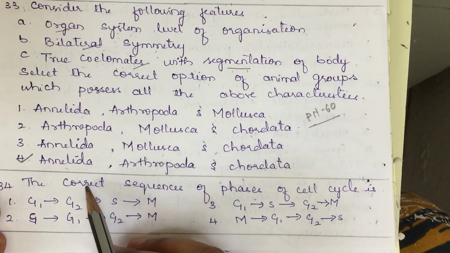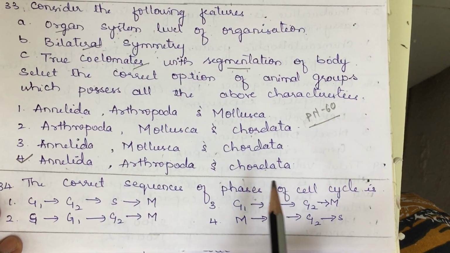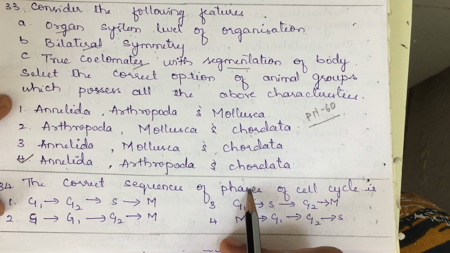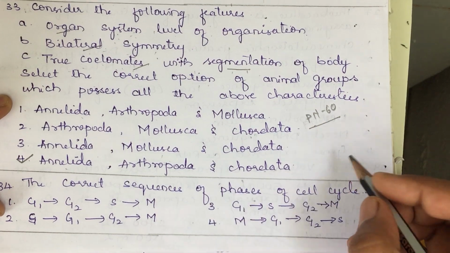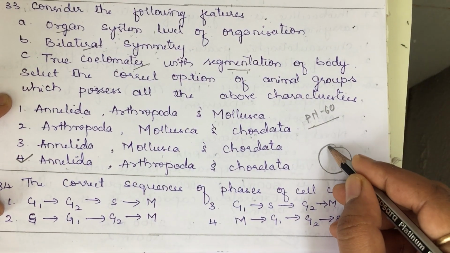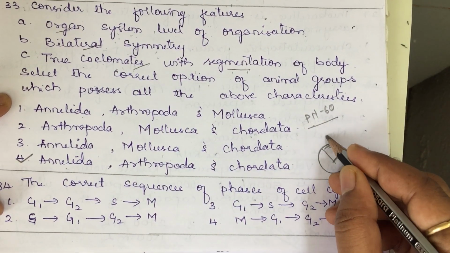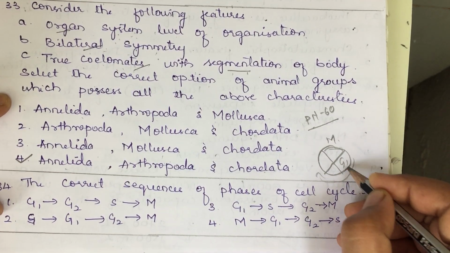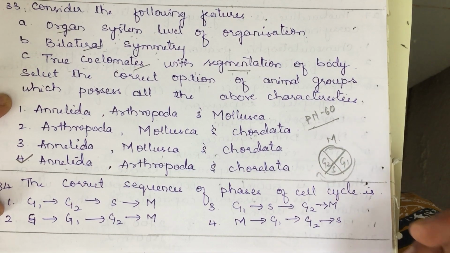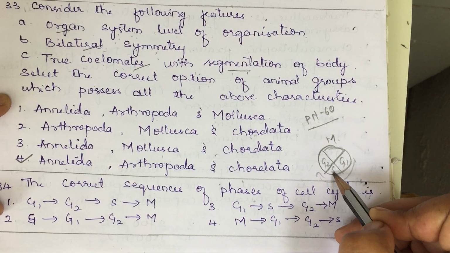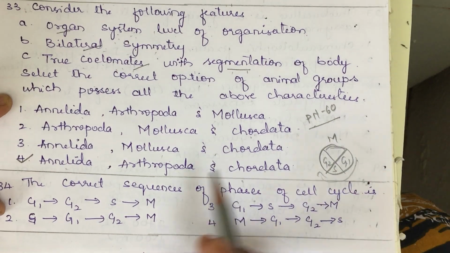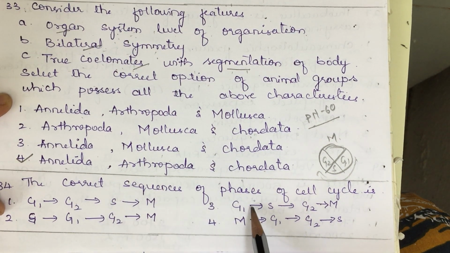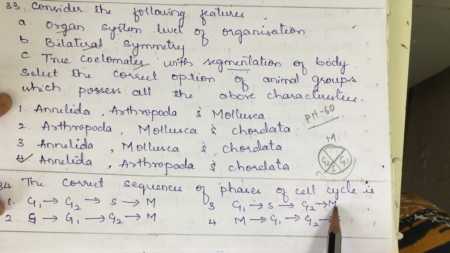Next question, question number 34. The correct sequence of phases of cell cycle is, as we have drawn the cell cycle. One side we have given it as M phase, the other side is interphase. In that you will find G1, S, and G2. So the sequence is G1, S, G2, and M phase. So it is a very easy question. G1, G2, no. G1, S, G2, M, yes, this is correct.